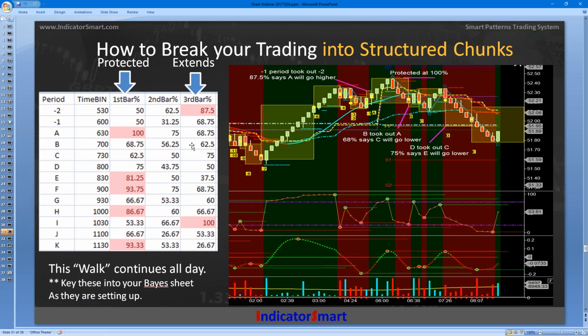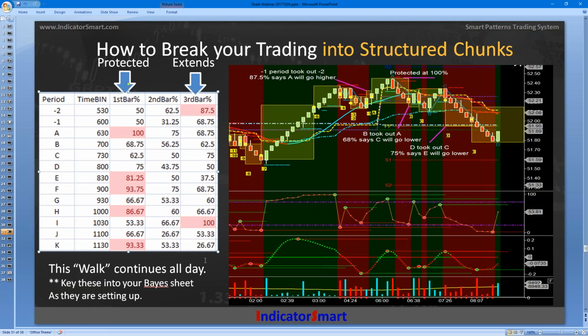You look at this every 30 minutes. So once C took out the B low, it told me that the D would go lower, 75%. So this goes C, D, E. That tells me that E will go lower 75%, right? So this one is C, this one is D, and this one is E. Once D goes below there, this one is going to go lower 75% of the time.